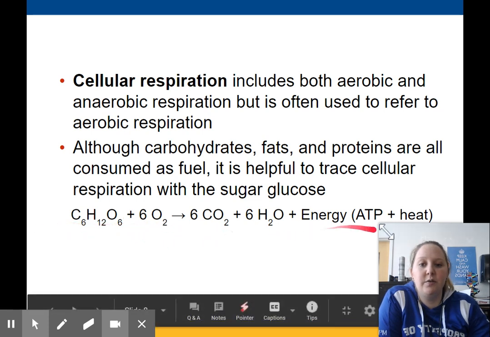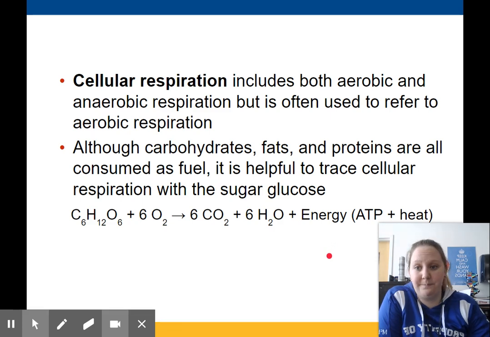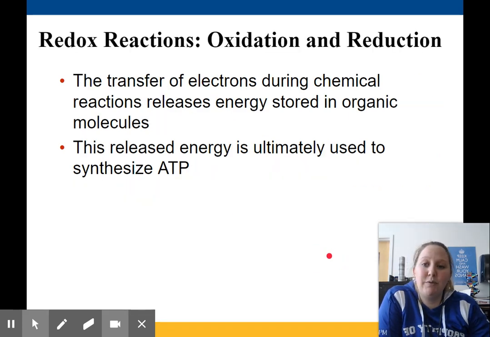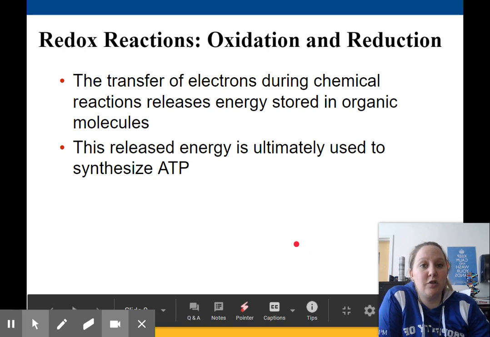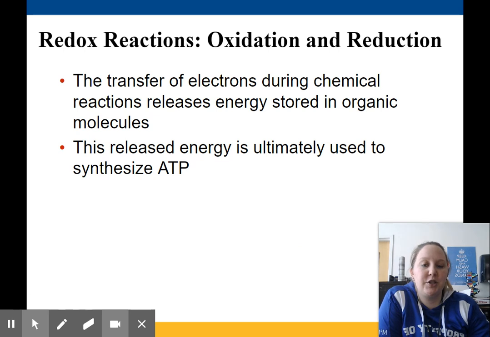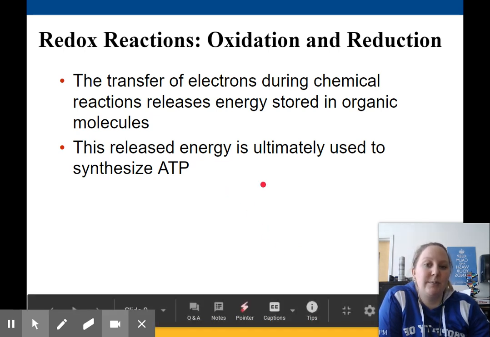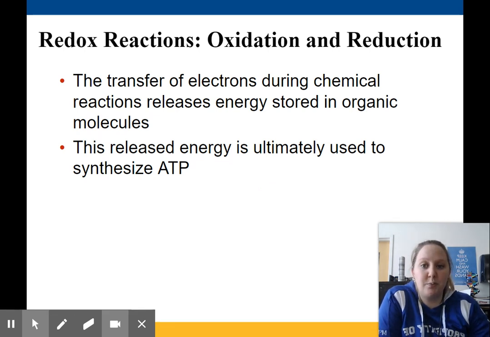This is our equation for cellular respiration. We have 1 molecule of glucose plus 6 molecules of oxygen will yield 6 molecules of carbon dioxide, 6 molecules of water, and energy in the form of ATP and heat. This is a redox reaction, so the transfer of electrons during chemical reactions releases energy stored in the organic molecules. This release of energy is ultimately used to synthesize ATP in the electron transport chain.